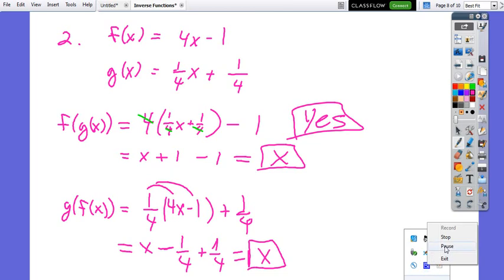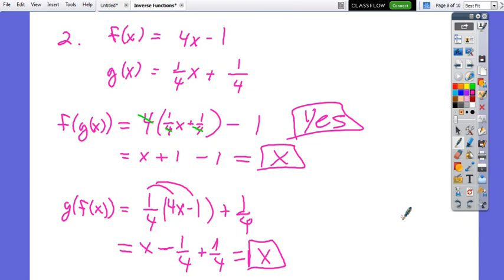All right, so in this example, f of x equals 4x minus 1, g of x equals 1/4 x plus 1/4. When we find the composition f of g of x, we're going to plug function g into function f. Notice that the 4's cancel, because if I distribute the 4 onto each of these terms, the 4's cancel out. So that leaves me with x plus 1 minus 1, and that's x. So far so good, because we wanted it to be x.